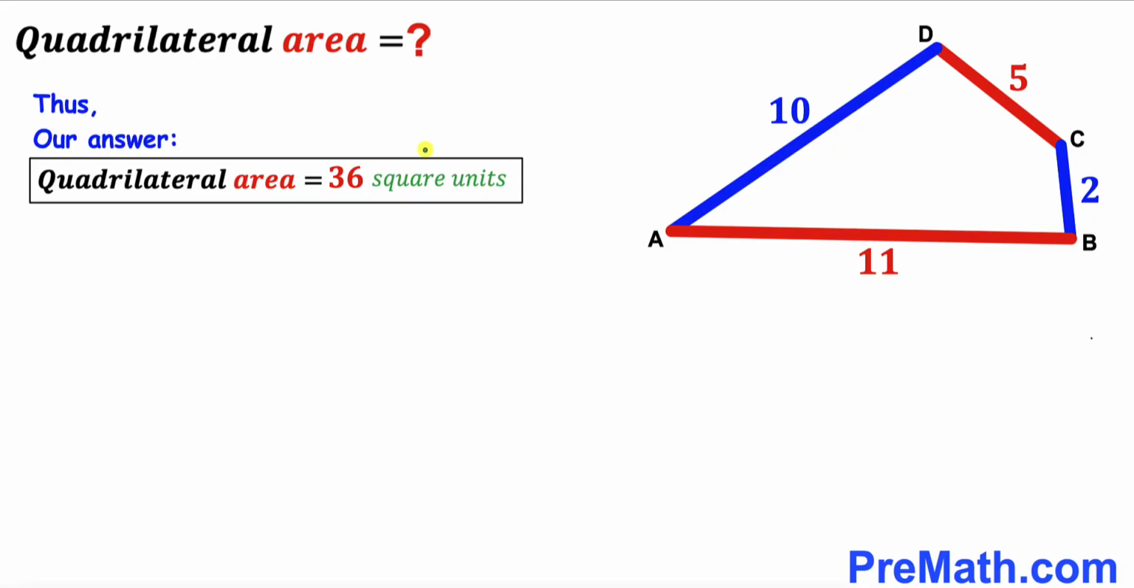Thus after all the calculations and manipulations, the area of this quadrilateral ABCD turns out to be 36 square units. In other words, the area of this quadrilateral ABCD is 36 square units. And that's our final answer.